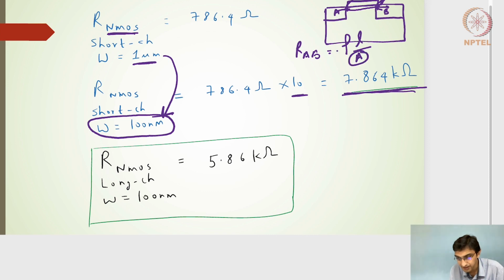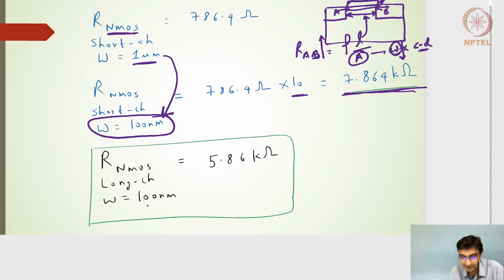This particular area is nothing but the width multiplied by the depth of the channel, and this length is the channel length, right? The area is the width multiplied by the channel depth, which we are not considering. What we are saying is, if this W decreases, intuitively this RAB increases, and that's what we are getting. The switching resistance is increasing by 10 times if the width has decreased by 10 times.